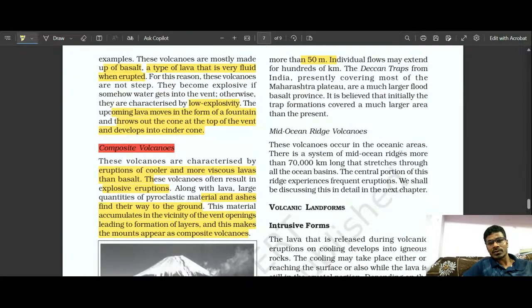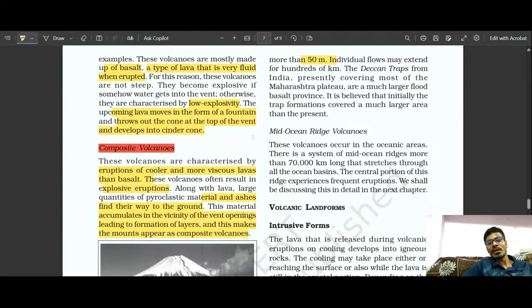Individual flows may extend for hundreds of kilometers. The Deccan Traps from India, presently covering most of the Maharashtra plateau, are a much larger flood basalt province, and it is believed that initially the formation covered a much larger area than the present.